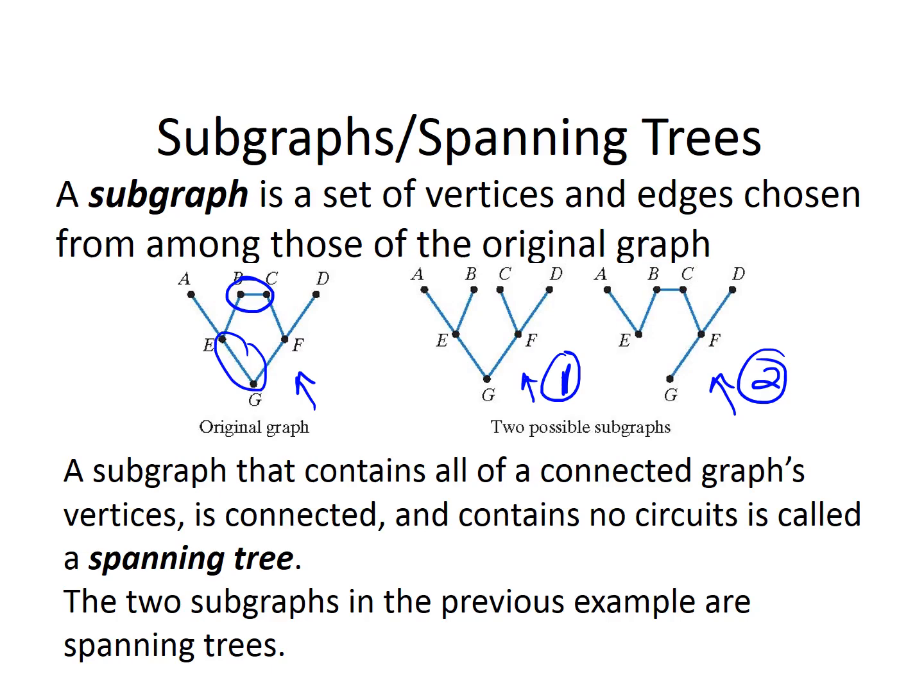A subgraph that contains all the connected graph's vertices and contains no circuits is called a spanning tree. So these ones I have labeled here, 1 and 2, are actually spanning trees. The original graph is not a tree because there's a circuit, right? But these two are spanning trees. They contain no circuits and they are connected.